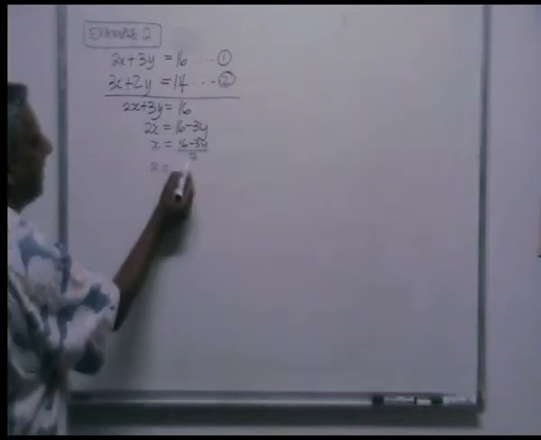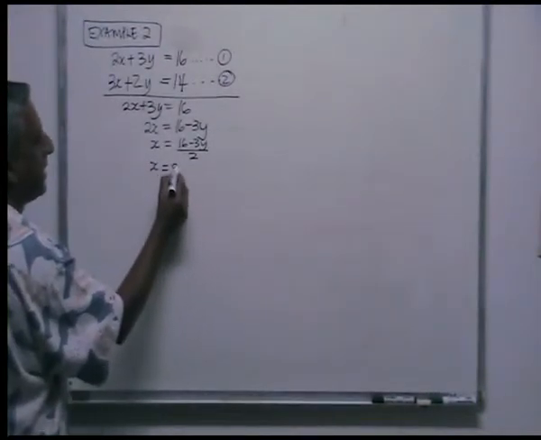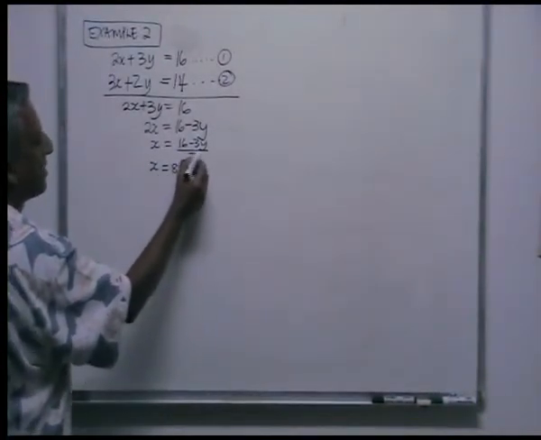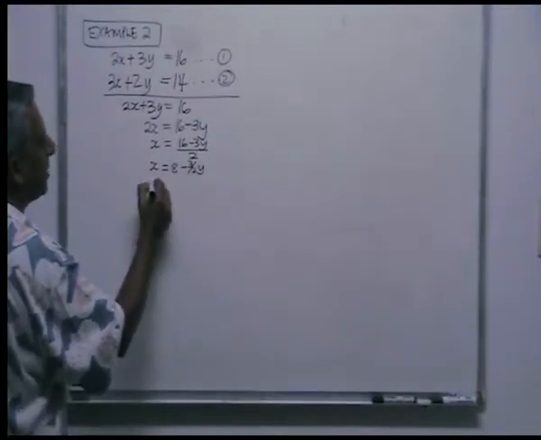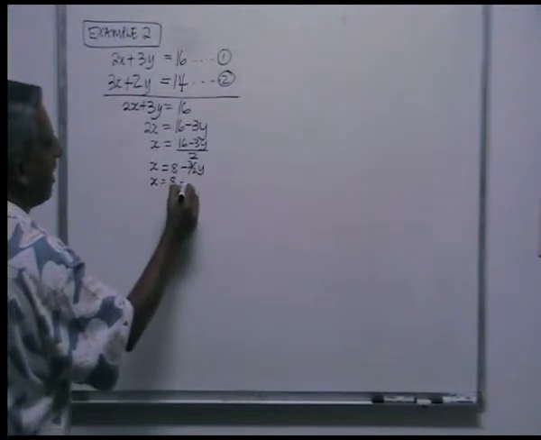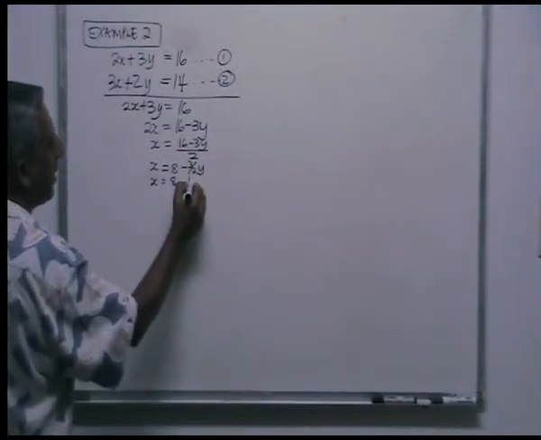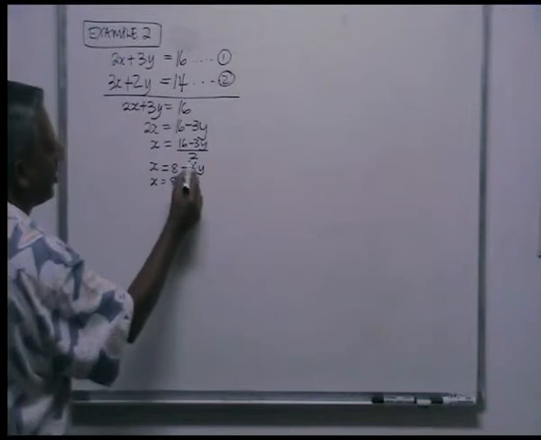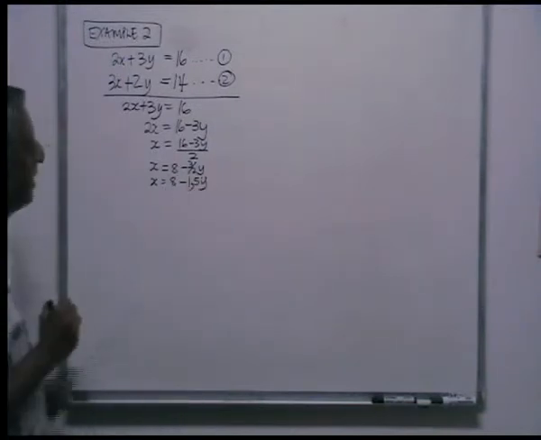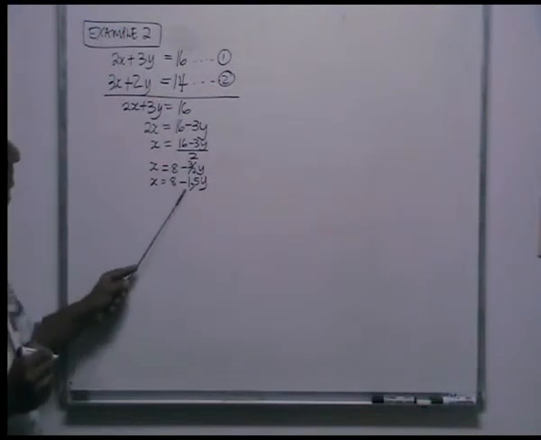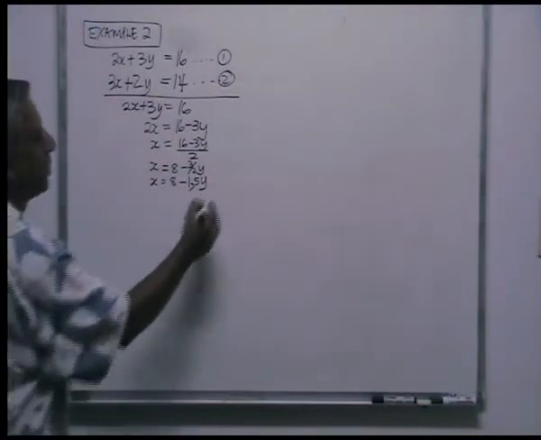So x is equal to, now you divide the 16 by 2, you'll get 8. You divide the minus 3 by 2, you get minus 3 over 2 y. So x is actually 8 minus 1 comma 5y. If you put 3 over 2 in a calculator, you'll get 1 comma 5. So x is equal to 8 minus 1 comma 5y. And that's what you'll put in number 2.